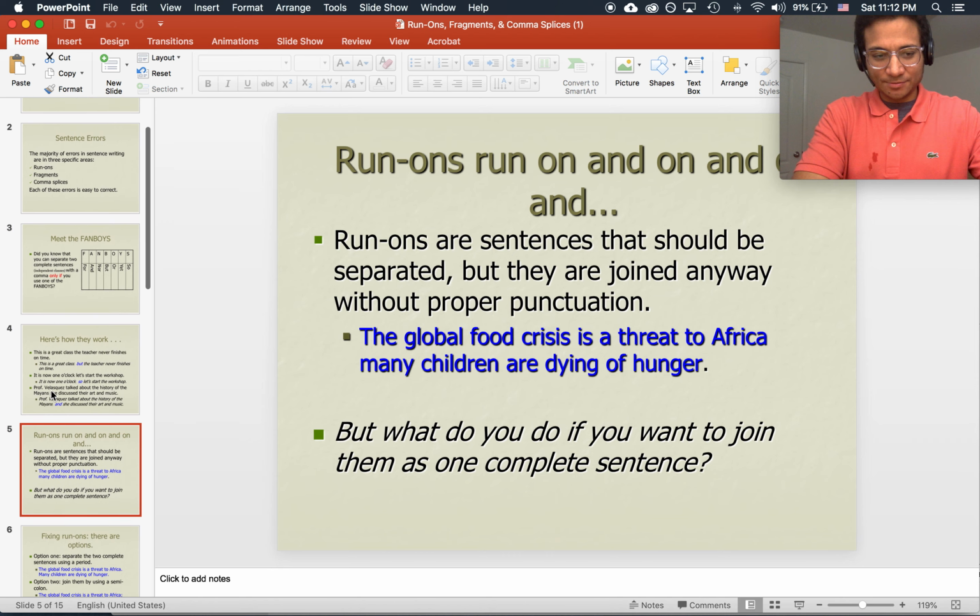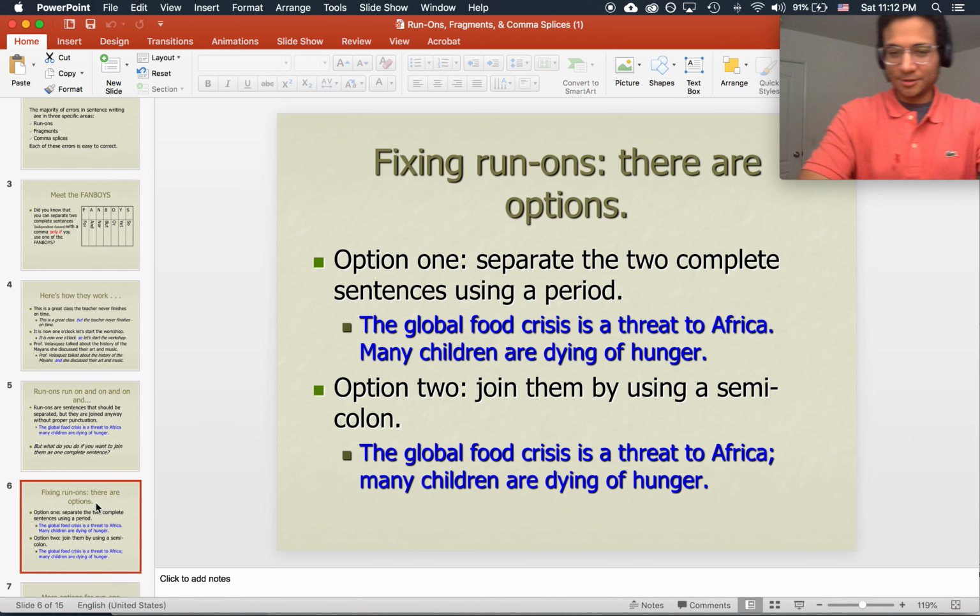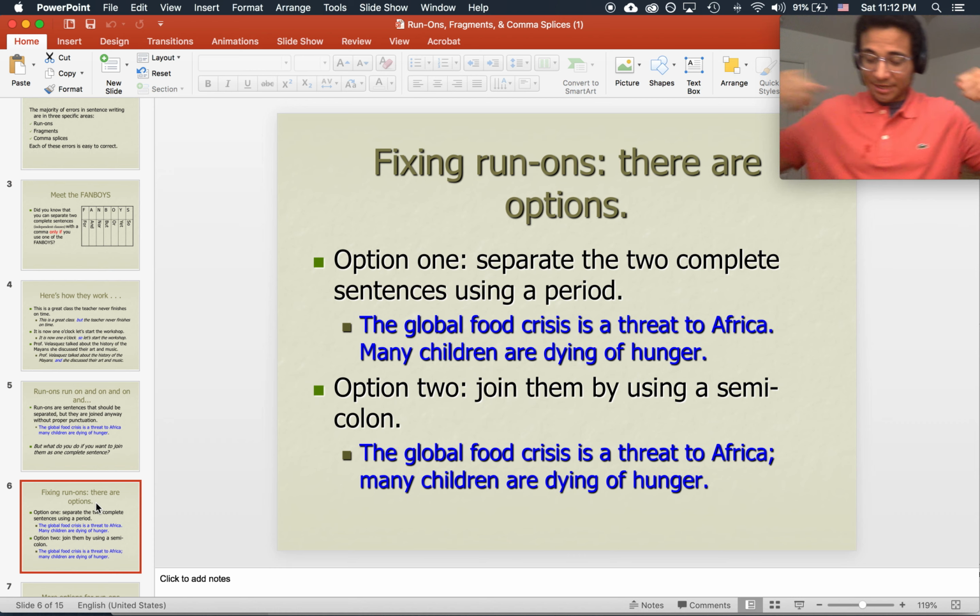But if you want to join them, there are a lot of things you can do. Here are some ideas. You can separate them into two sentences. The global food crisis is a threat to Africa. Many children are dying of hunger. Okay, that's one. This is a sad one. The global food crisis is a threat to Africa; many children are dying of hunger. Remember, the semicolon is used only for independent clauses, and independent clauses that are directly interrelated to one another, such as is the case here.